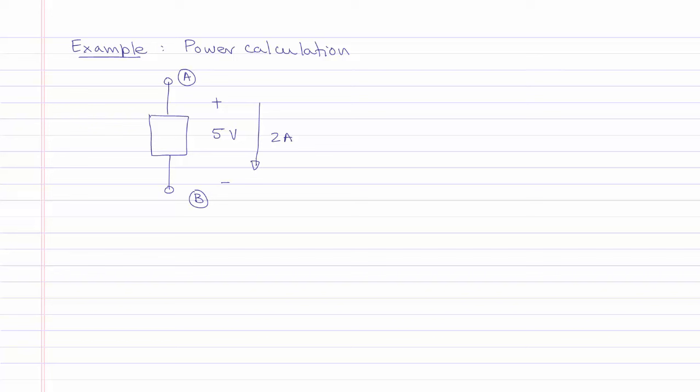We will solve a simple example of power calculation. Consider the element shown on the screen, which has 5 volts across it and 2 amperes flowing through it. We notice that the current and voltage follow the passive sign convention, and hence the power absorbed by the element will be the product of the voltage and current as shown, such that it will be absorbing 10 watts of power.